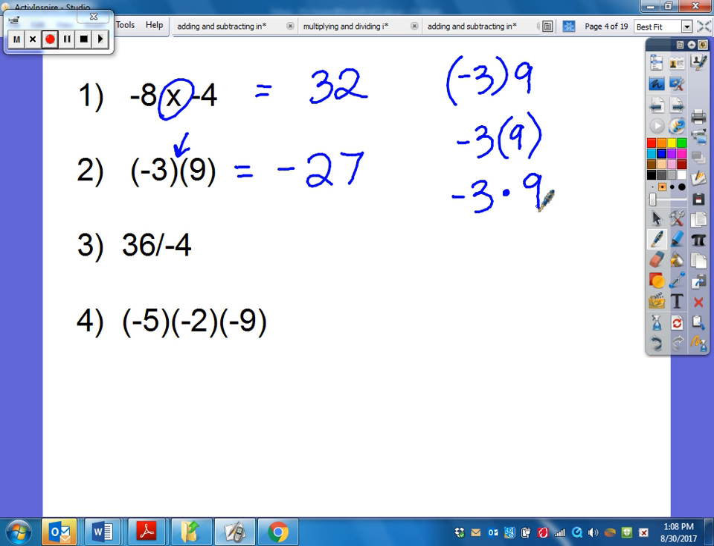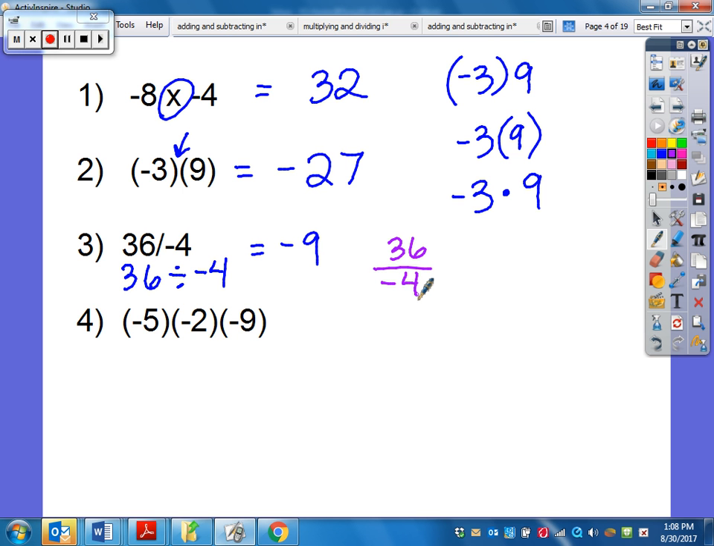Number 3, that slash means a division. That's the same thing as saying 36 divided by 4 equals -9. Another way that 6th graders write division is by using a fraction bar. So 36 divided by -4.